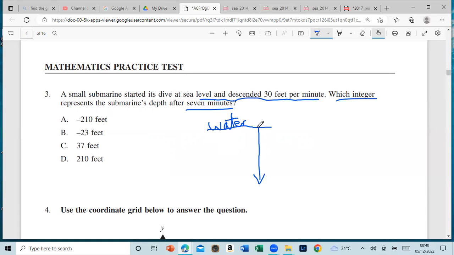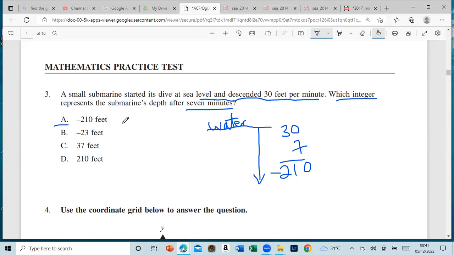Alright, so it's going to go 30 feet per minute, and it's there for 7 minutes. So all we have to do is multiply, and that will give us 210. Since it says integer, we can use negative 210. However, it's not the distance covered. The total distance covered would be 210, but they say which integer. Since it's below, we use negative.